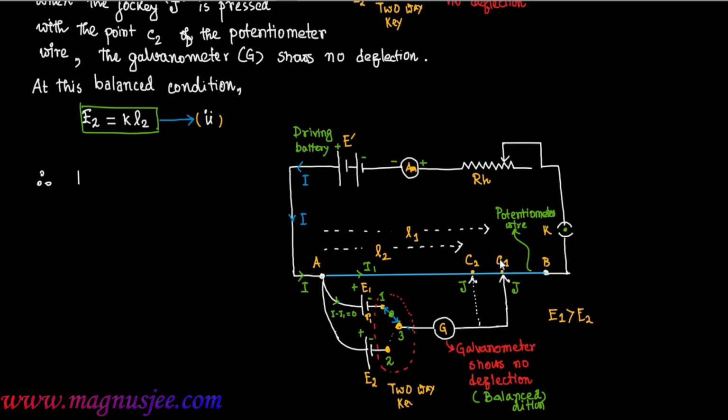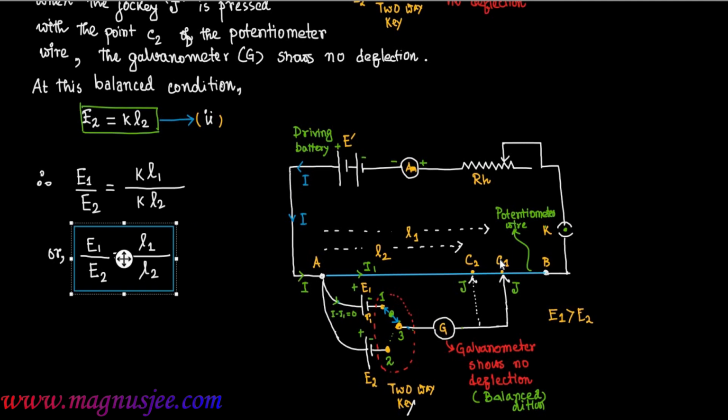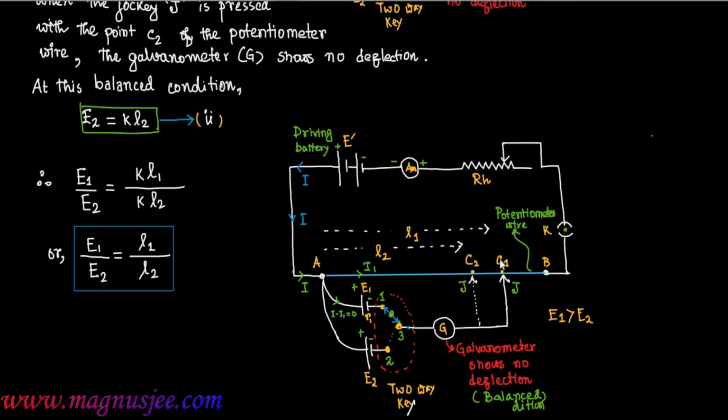Dividing equation 1 by 2, we get E1 by E2 equal to KL1 by KL2, or E1 by E2 equal to L1 by L2. The ratio of the EMFs of two electric cells will be equal to the ratio of the lengths at which the galvanometer shows no deflection for the two electric cells E1 and E2 separately.